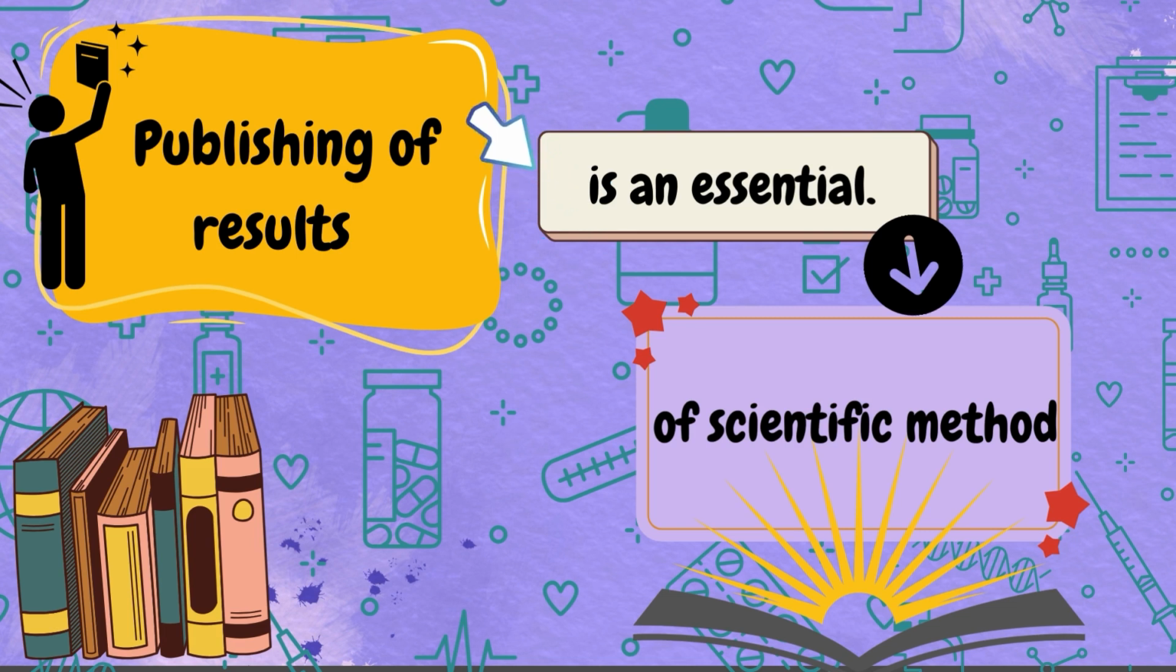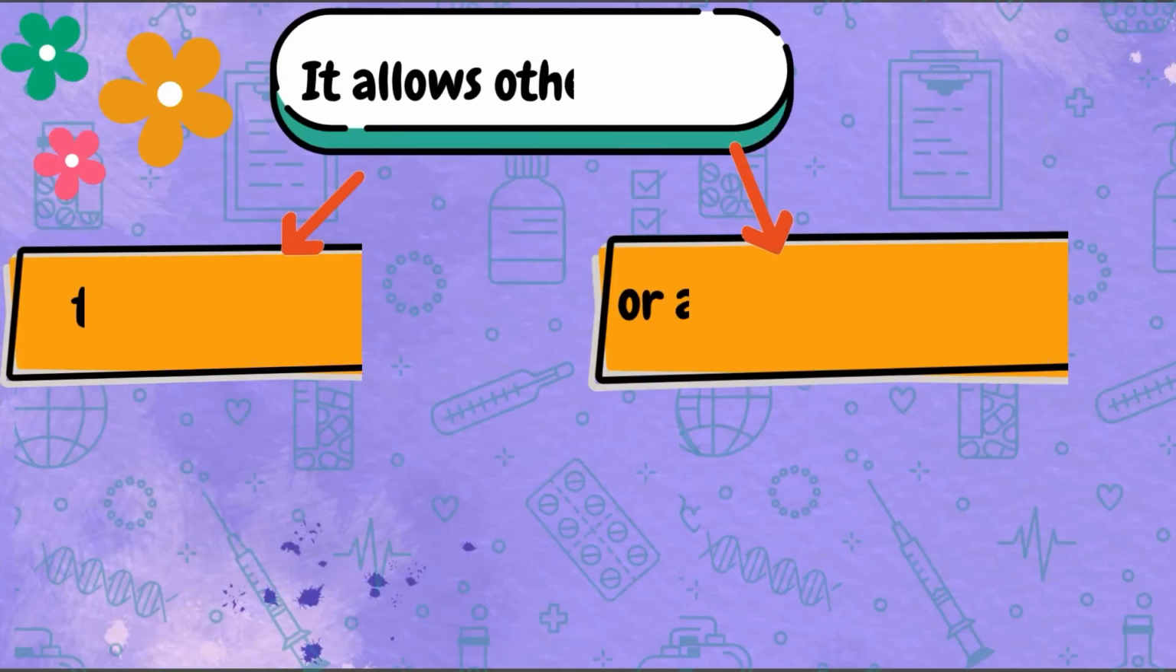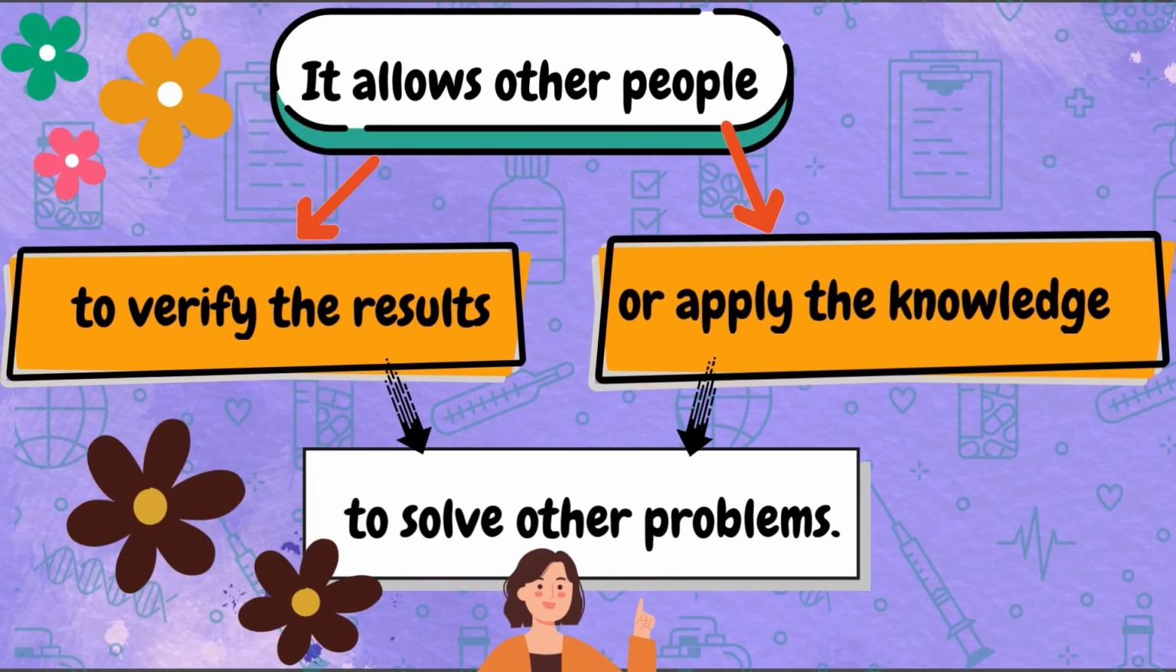Publishing of results is an essential part of scientific method. It allows other people to verify the results or apply the knowledge to solve other problems.